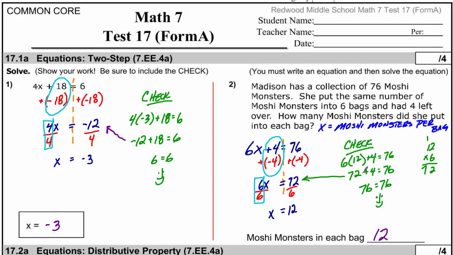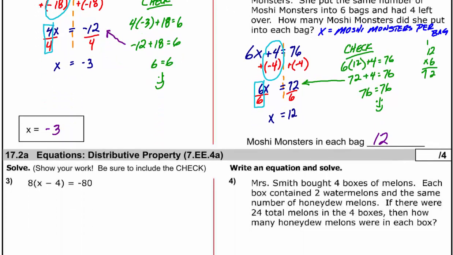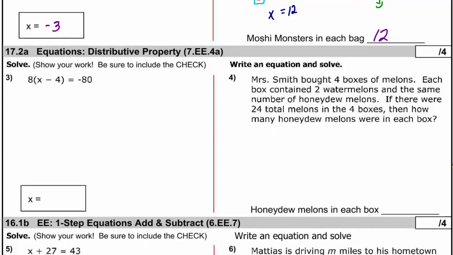That works, and we can be confident that the number of monsters in each bag was 12. All right, make your corrections on that one. If you need to pause the video at any point to add some correction notes or go back and look at something, feel free to do that. You can replay a portion if you want to, and then you can move on to the next one. That's the advantage of having it in video.